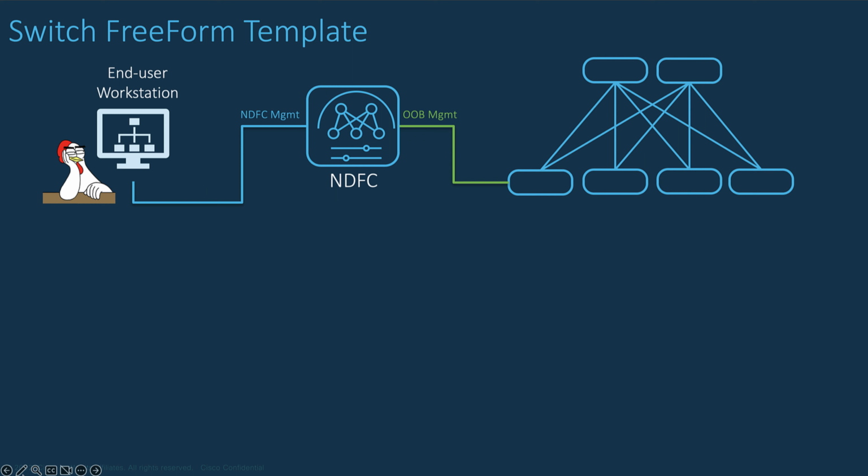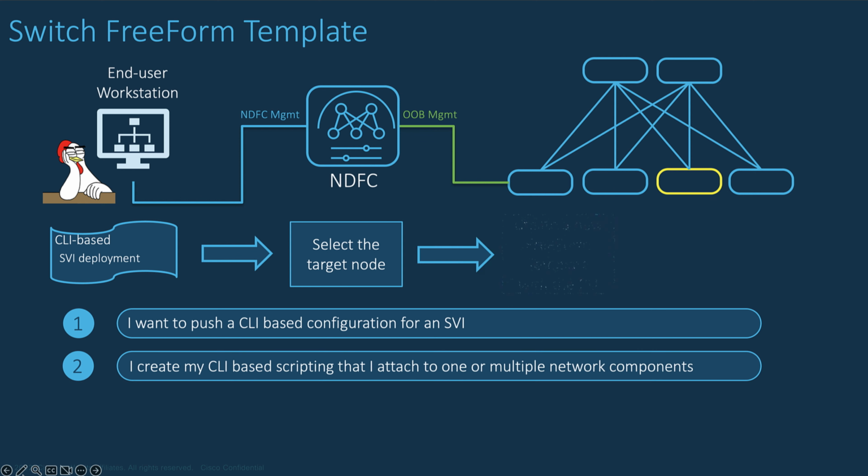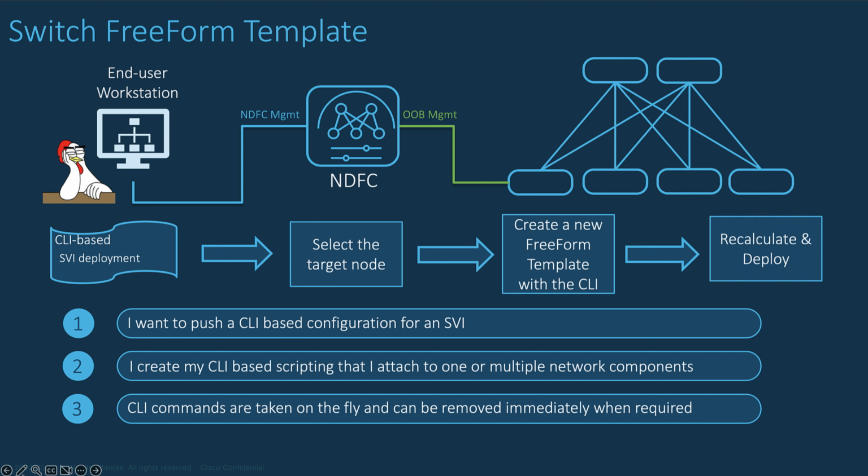Let's visualize this with a demo. The scenario here shows how to configure HSRP using a CLI approach with a freeform template. Notice that since I recorded this demo, the SVI interface with FHRP configuration is already embedded with NDFC 12.1. First, select the device of choice, then create a new freeform template for this configuration, save and deploy. You can always view, change the CLI or delete the freeform template on the fly. This action will be taken as soon as you save and deploy it.